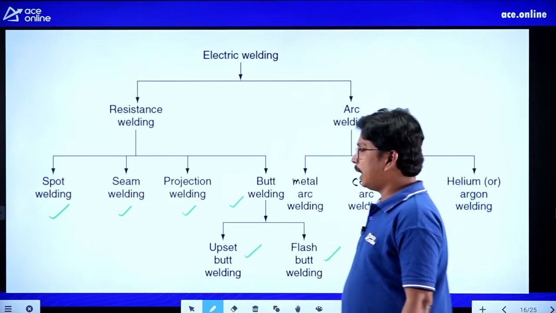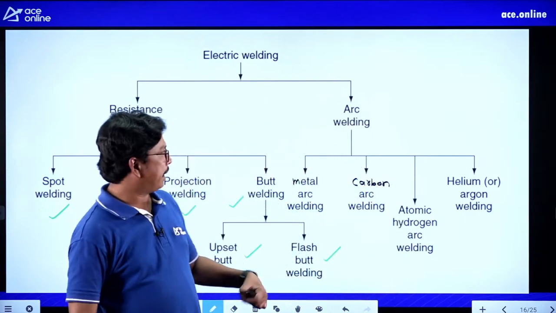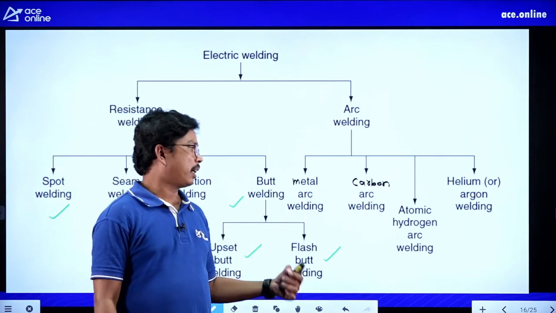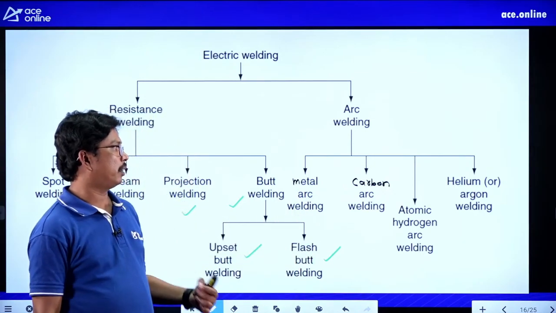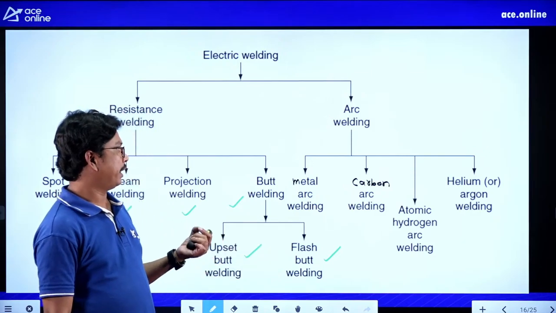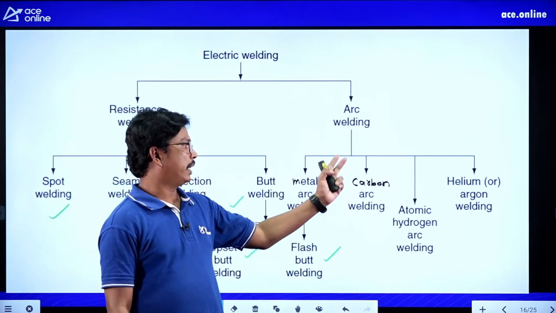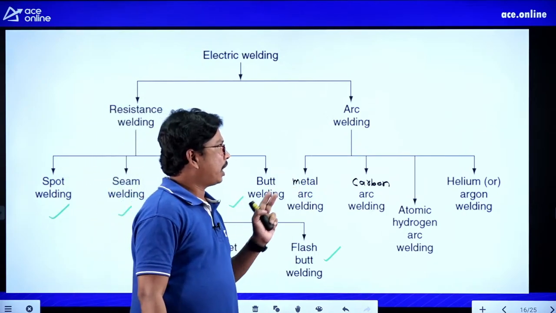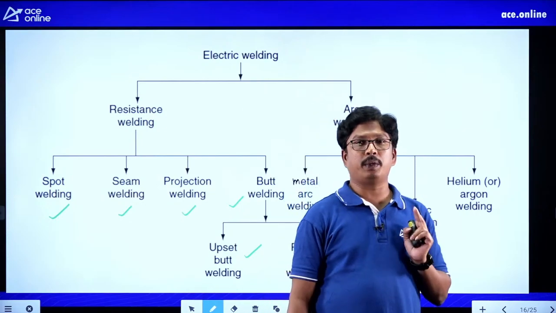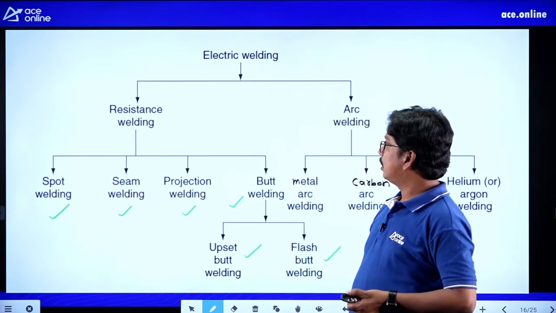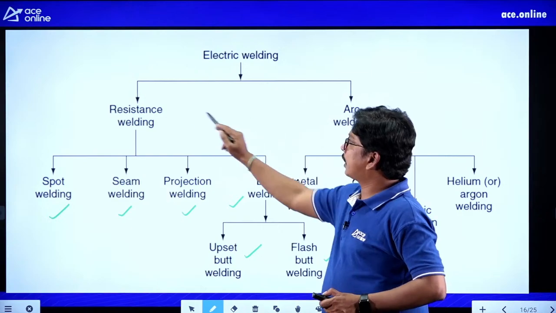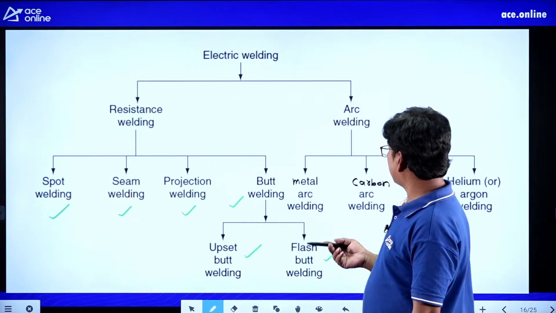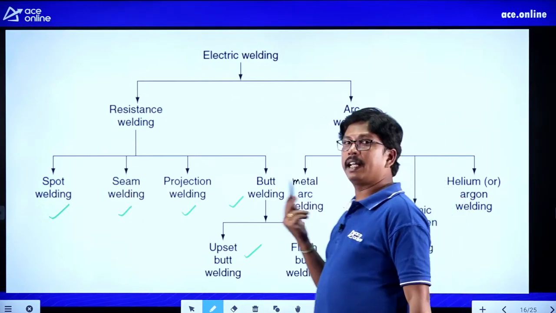And in case of arc welding, we have metal arc welding, carbon arc welding, atomic hydrogen welding, and helium or argon arc welding. These are the types of arc welding we have. What did they ask in the question? Butt welding is a type of what? Resistance welding. Like that they may ask. So helium welding is a type of what?